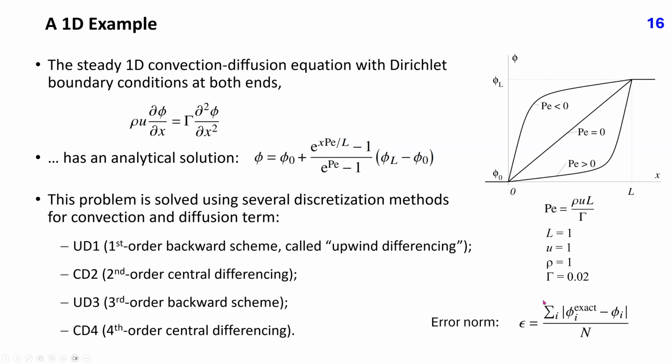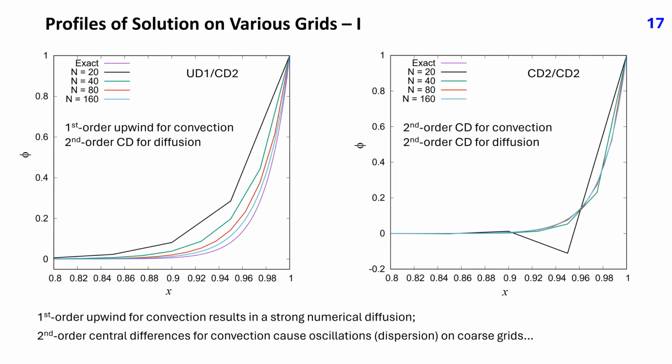With the known analytical solution, we can define the error norm as follows, and by conducting a systematic grid refinement, show how the numerical solution converges toward the analytical solution, which is now the true grid-independent solution. The plot on the left shows computed profiles of phi when the first order backward scheme is used for convection and second order central difference scheme for diffusion.